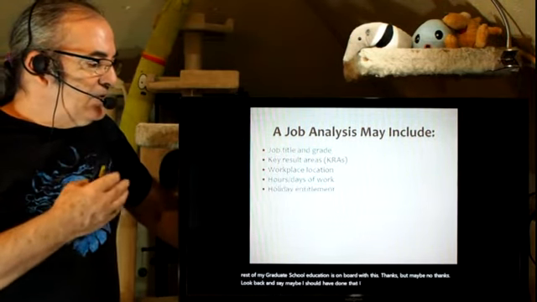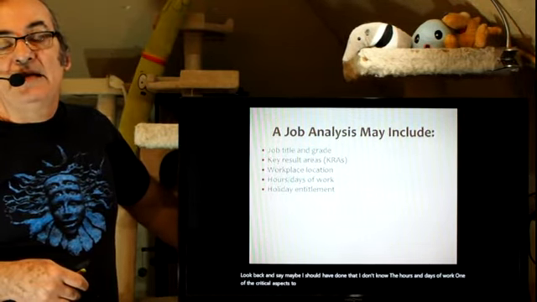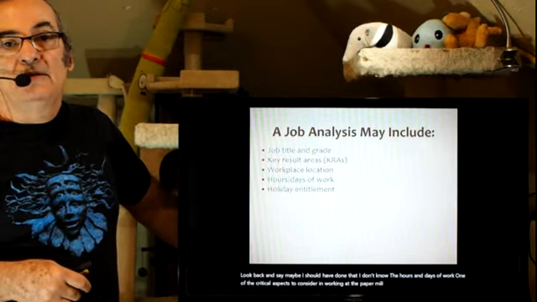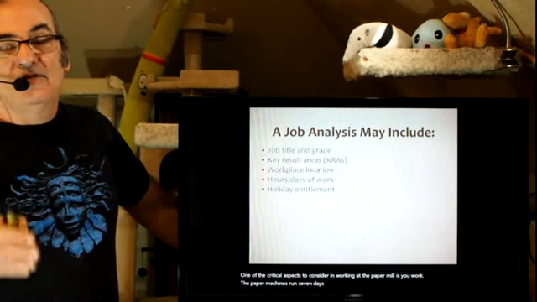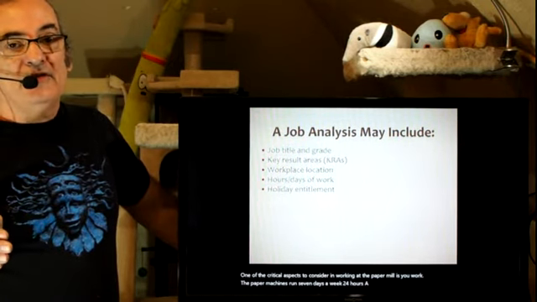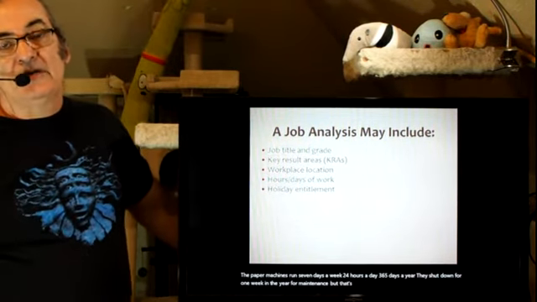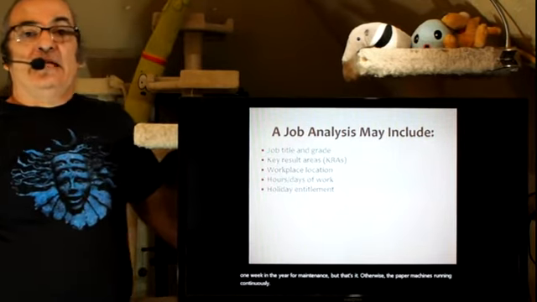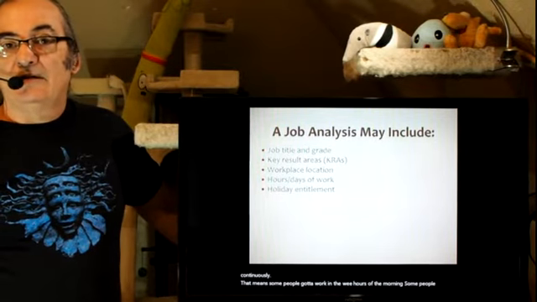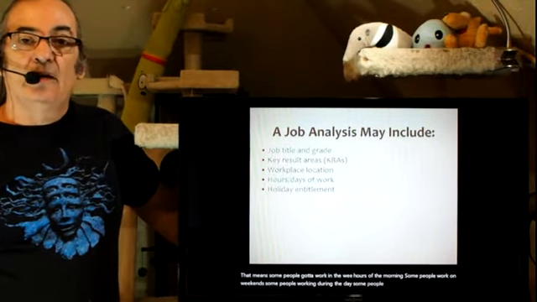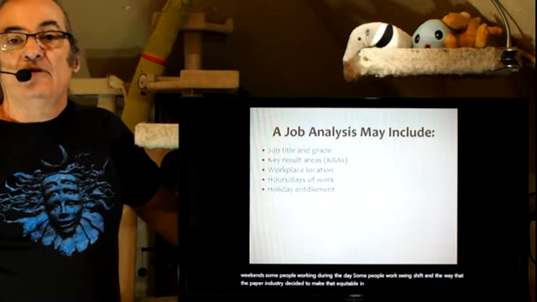I don't know. The hours and days of work. One of the critical aspects to consider in working at the paper mill is the paper machines run 7 days a week, right? 24 hours a day, 365 days a year. They shut down for 1 week in the year for maintenance, but that's it. Otherwise, the paper machine's running continuously. That means that some people got to work in the wee hours of the morning, some people work on weekends, some people work during the day, some people work swing shift, and the way that the paper industry decided to make that equitable in most cases is you work a rotating shift.